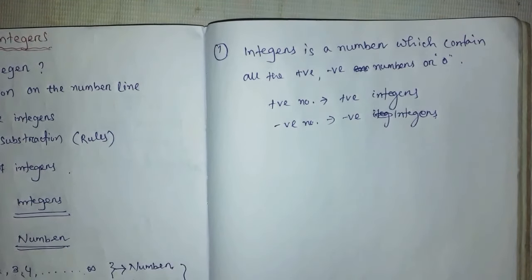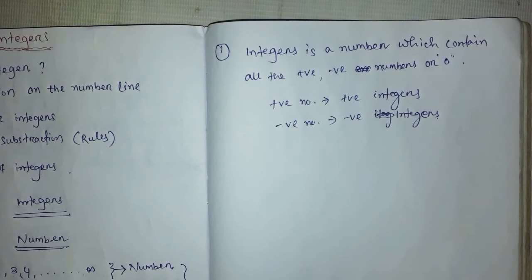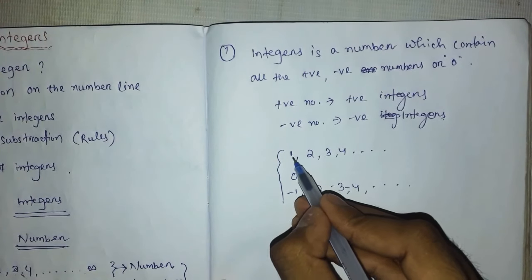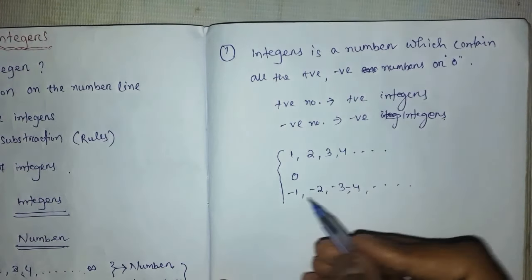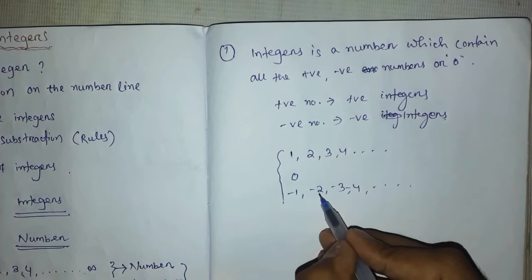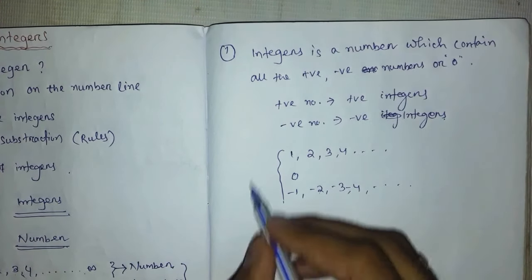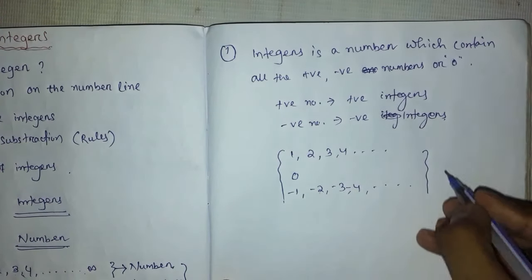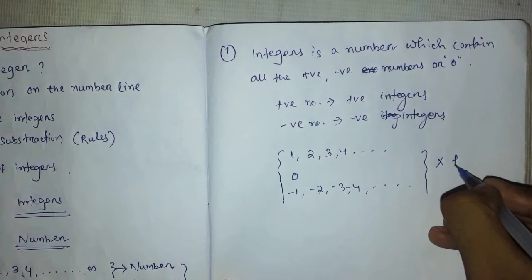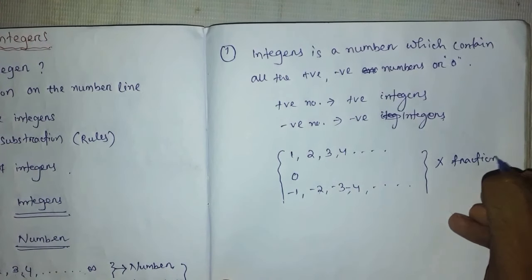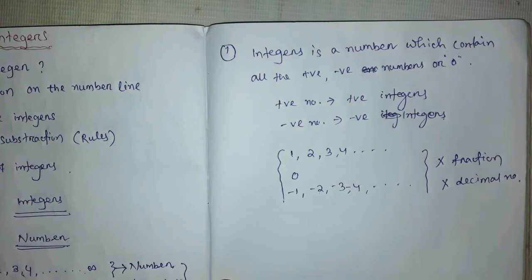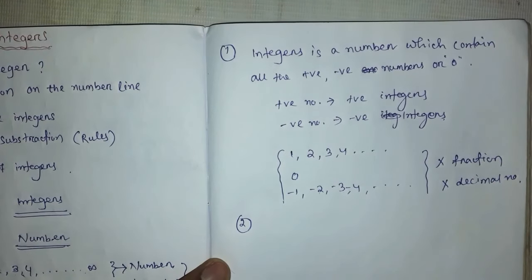But one thing we have to remember in this, that all the numbers we have seen here, like 1, 2, 3, 4 and so on, 0 and minus 1, minus 2, minus 3, minus 4 and so on, all are complete numbers. That means these numbers do not include any fraction, and do not include any decimal number. Understood?